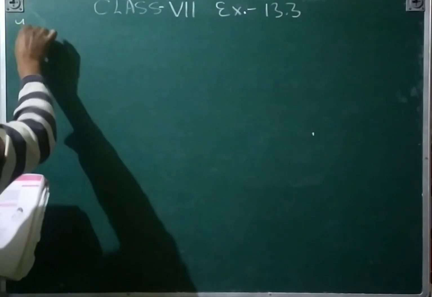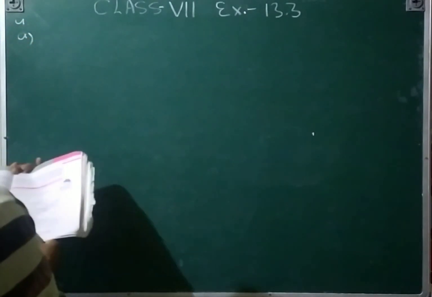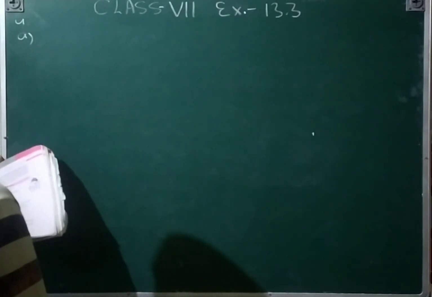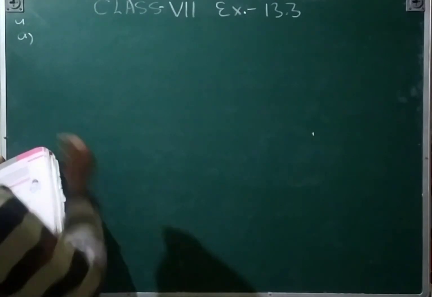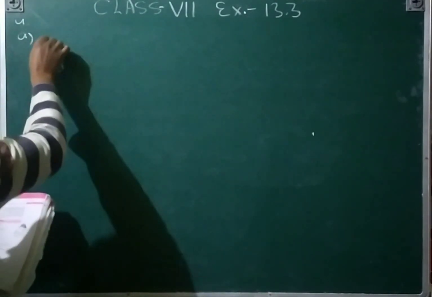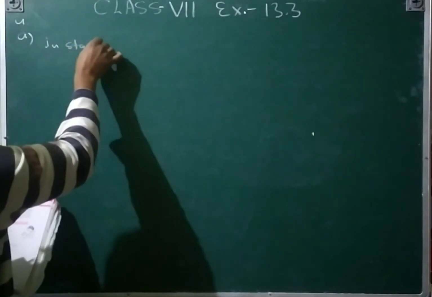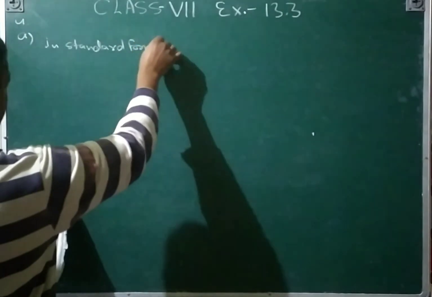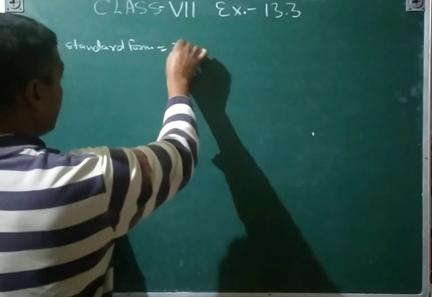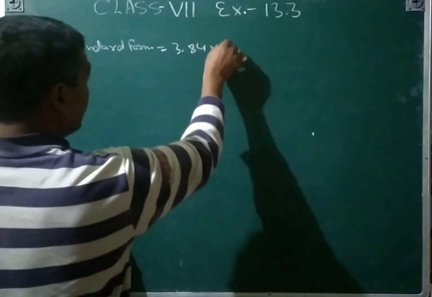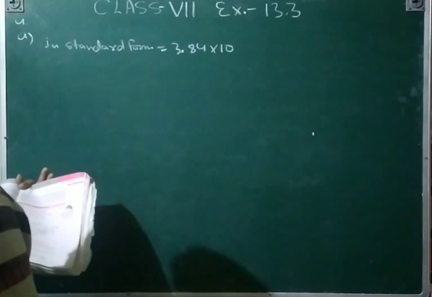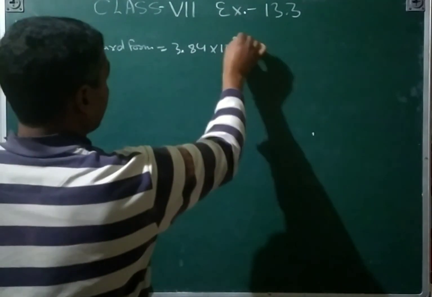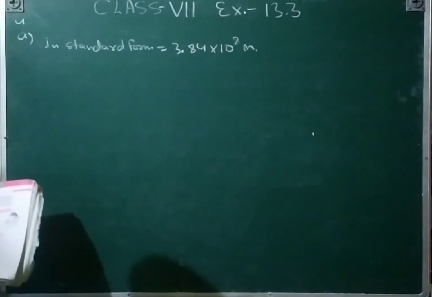Fourth, A part. The distance between Earth and Moon is 384,000,000 meter. So in standard form is equal to 3 decimal 84 into 10. We have put the decimal just after 3, so how many places are there? 3, 6, 8. So that will be 8 meter. Like this we will write.